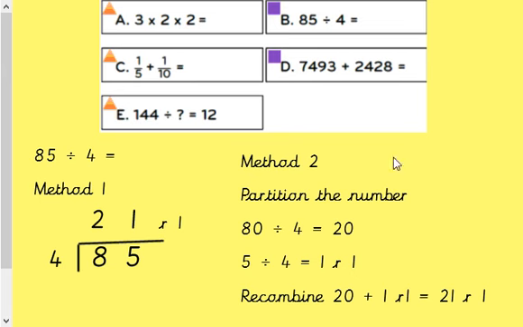Second method, we could partition the number into 80 and 5 and then divide both parts by 4. So 80 divided by 4 would be 20. And 5 divided by 4 would be 1, remainder 1. If you recombine the numbers, 20 plus 1, remainder 1, would equal 21, remainder 1, which is the same answer as we had for method 1. Either method works well.